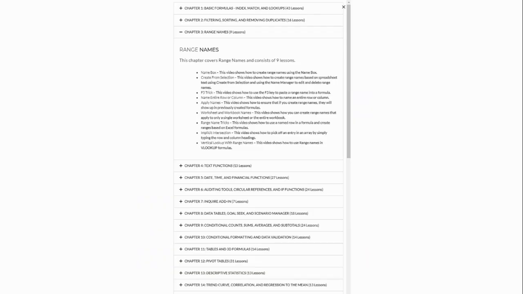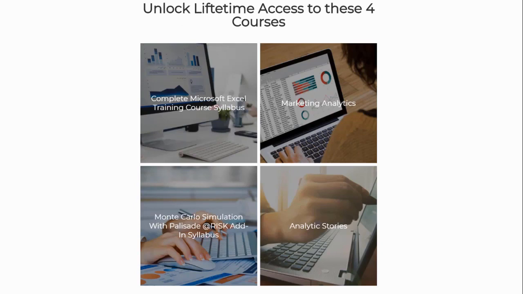Because I'll go back one here, but you're not just getting one course, you're getting four courses. The top left one here, the complete Microsoft Excel course, is from the book that he's been writing for Microsoft. The marketing analytics course is from his marketing analytics book. And his analytics stories course is from his analytics stories book. And then the Monte Carlo simulation with Palisades is a very advanced course, and you would need the @RISK add-in to be able to follow along.